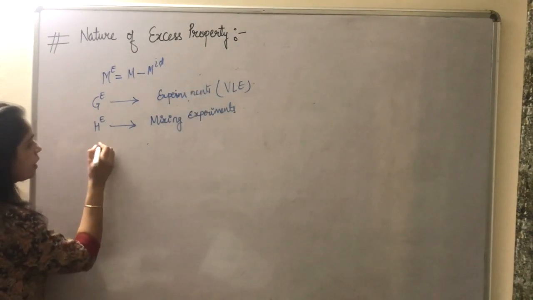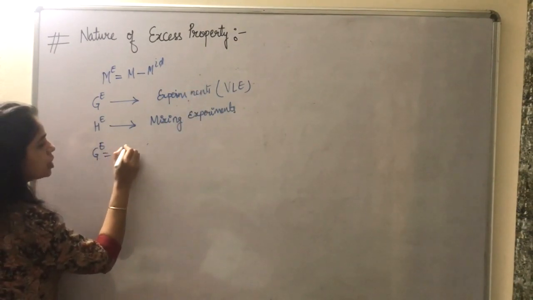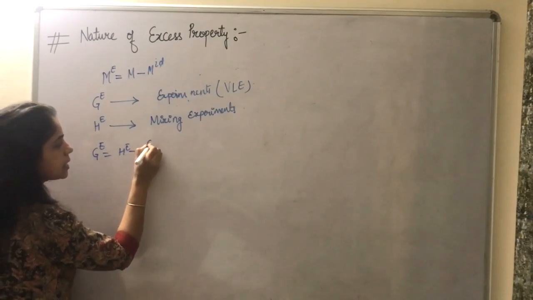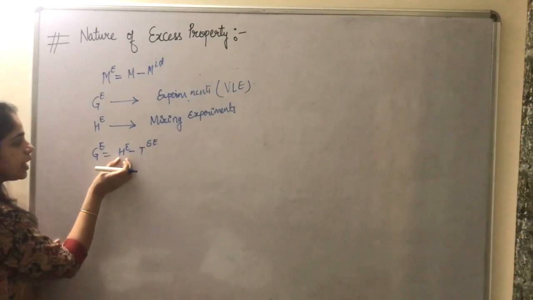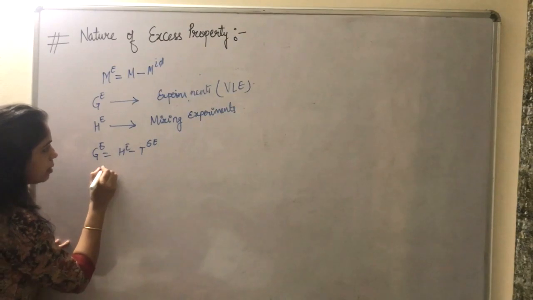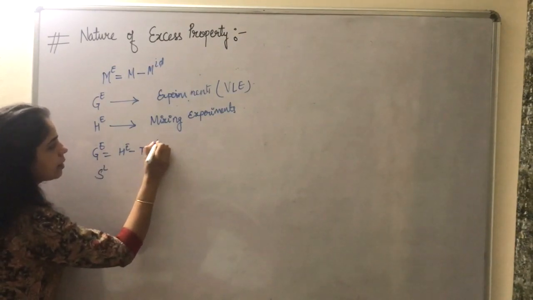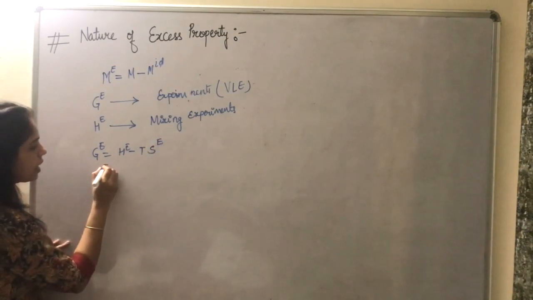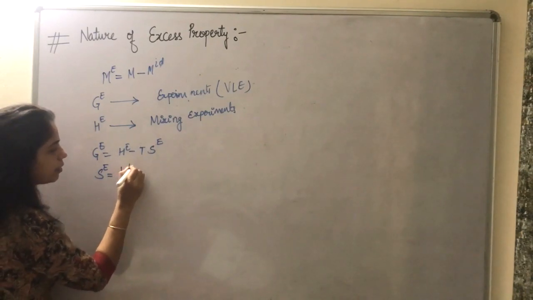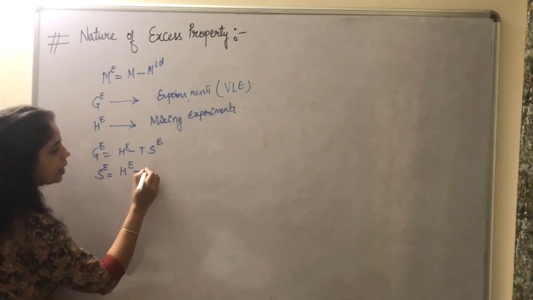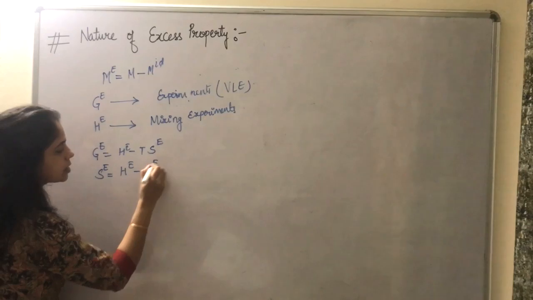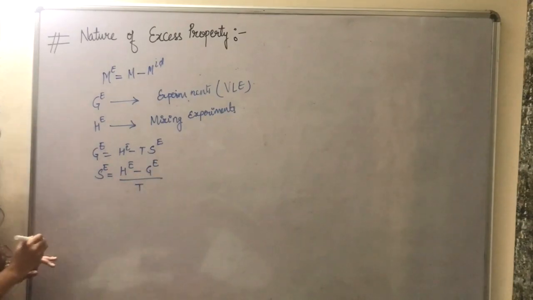Now we know that GE is equal to HE minus TSE, and once you know GE and HE, you can get SE, the excess entropy. So SE is equal to the difference of excess enthalpy and excess Gibbs free energy over T.